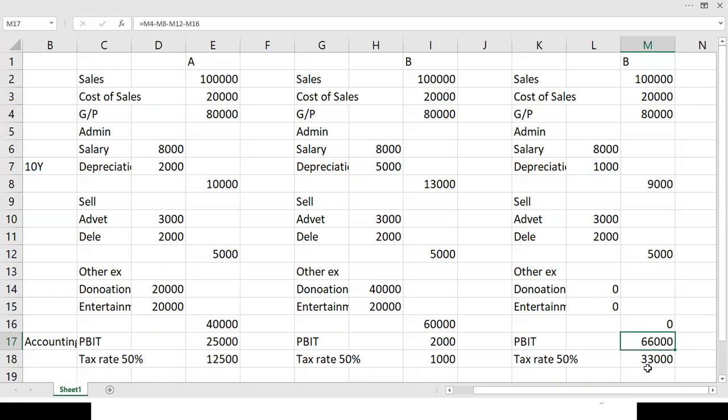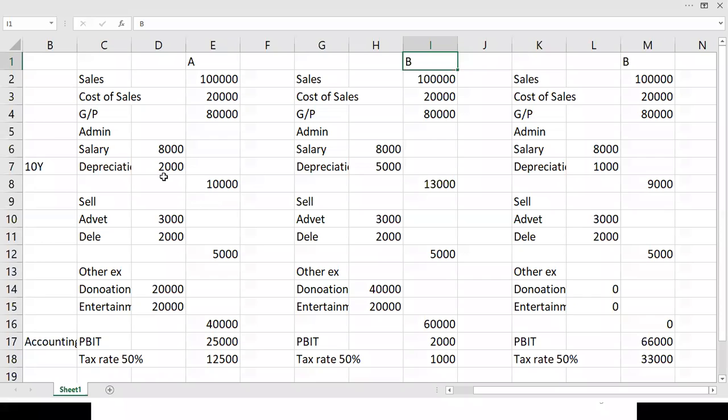Here, how much profit now? Accounting profit, 66,000. See the company B, their income tax 1,000 rupees. All are the same. Here, in the first instance, company A and company B both are similar in nature. Both of them have the same amount of sales, cost of sales, operating expenses, everything.